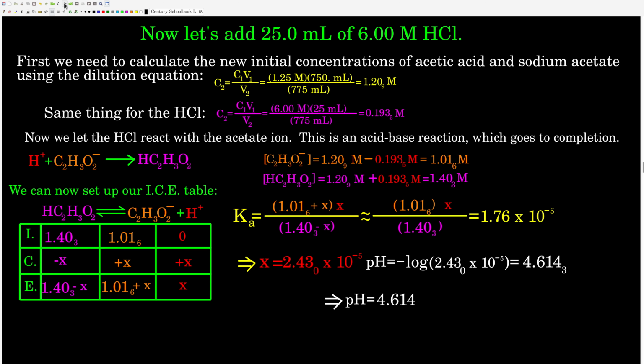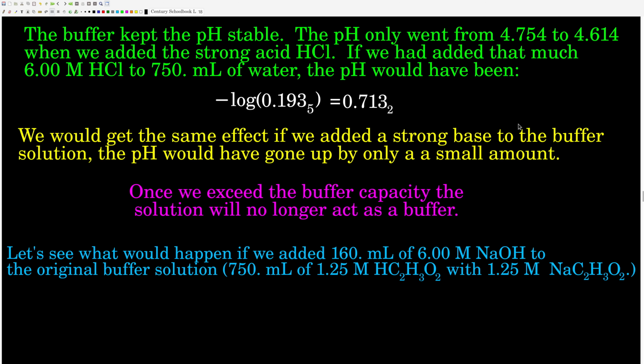So remember, the pH of our original buffer solution was 4.754. It went down to 4.614. So it did go down a little bit. It got more acidic because we added an acid, but not very much. It kept it pretty stable. That's not a very big difference.